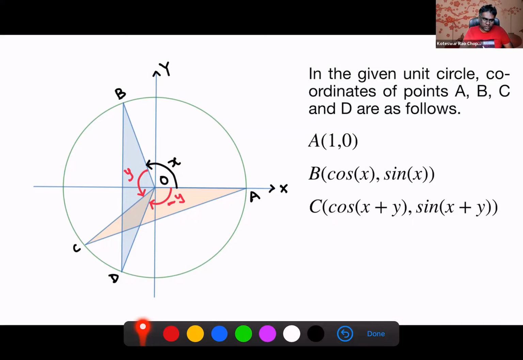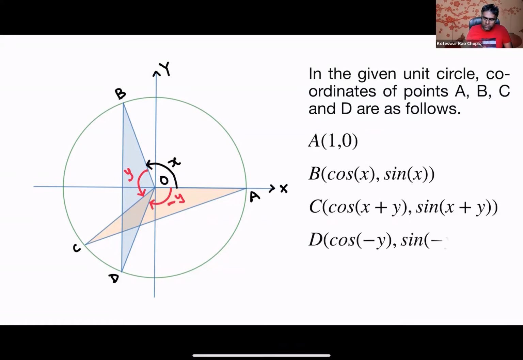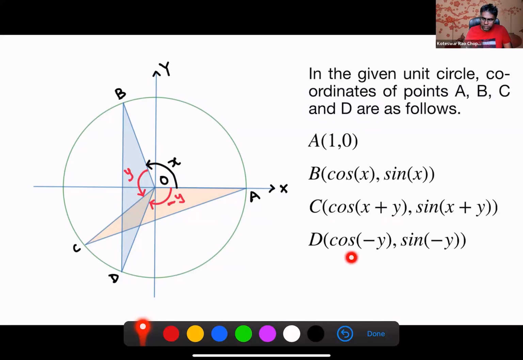To get the coordinates of point D, please note that we are rotating in the clockwise direction, so the input will be negative. We are assuming that y is a positive quantity and minus y makes it negative. So the coordinates of D are cos of minus y and sin of minus y. I'll pause here for a minute. Let me know if you have any questions.